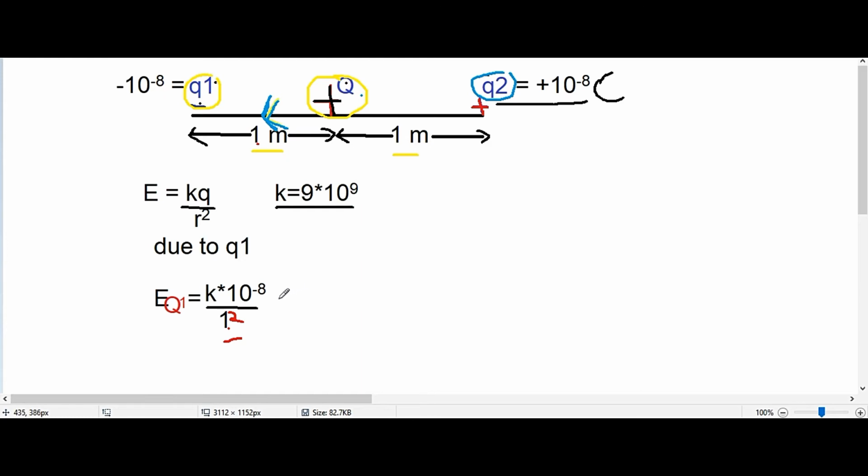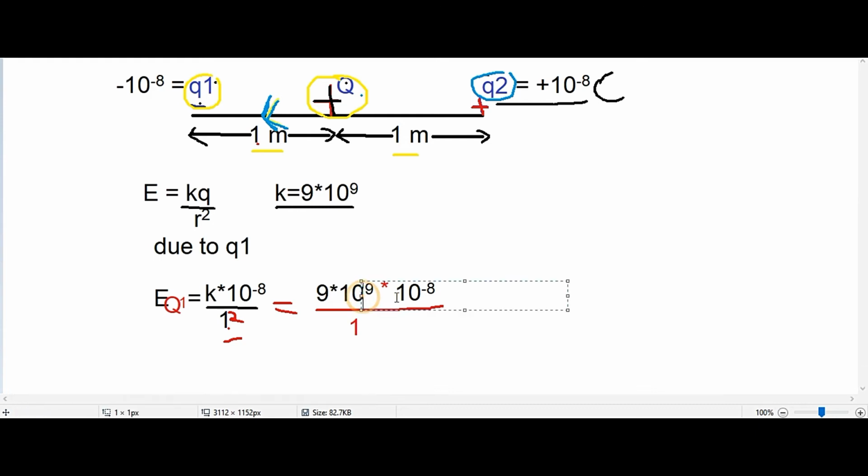So basically it is equal to, the value of k is 9 into 10 to the power 9, into 10 to the power minus 8, divided by 1, because 1 square is 1 only. So 10 to the power 9 and 10 to the power minus 8 will give you 10 to the power plus 1, that is 10 only. So 9 into 10 is equal to your first answer, that is 90 Newton per coulomb, due to Q1 on Q. Now we are going to find the value of electric field on the same charge Q, but due to Q2. Again we will apply the same formula here, but we will change the values.